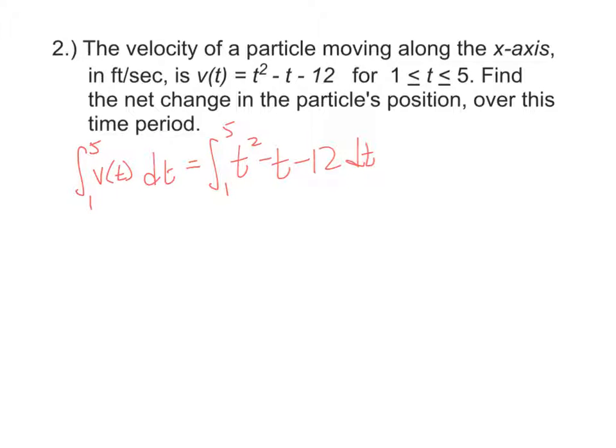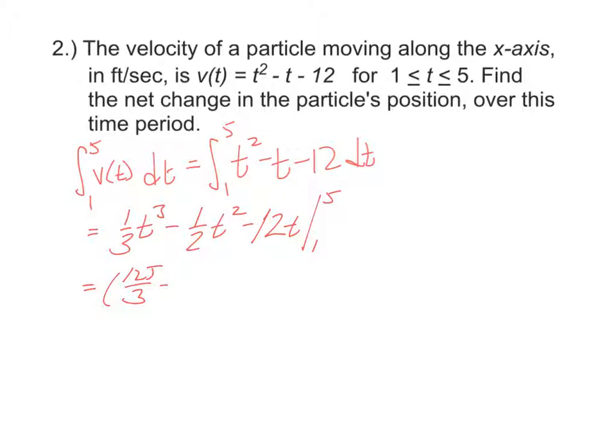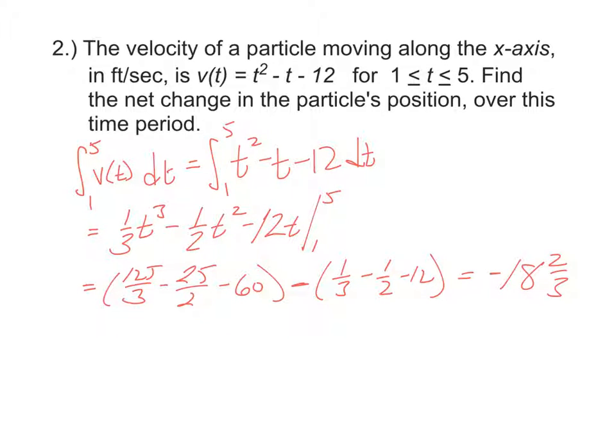And now it's just a bunch of calculating. We'll calculate the integral, which will be 1/3 t cubed minus 1/2 t squared minus 12t, evaluated from 1 to 5. So we plug in 5 first. That'll be 125 thirds minus 25 halves minus 12 times 5, that's 60. And subtract. Substituting 1 now, we'll have 1/3 minus 1/2 minus 12. And when that's all said and done, that'll be negative 18 2/3, or negative 56 thirds.